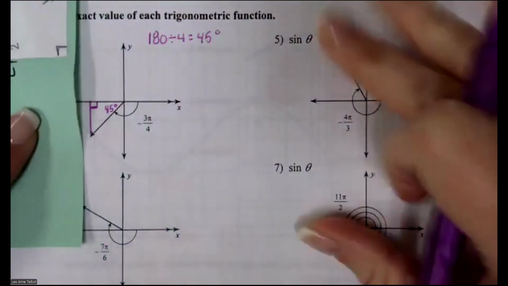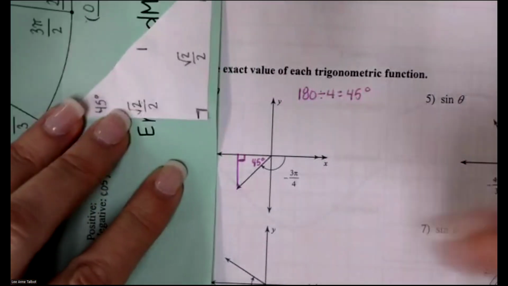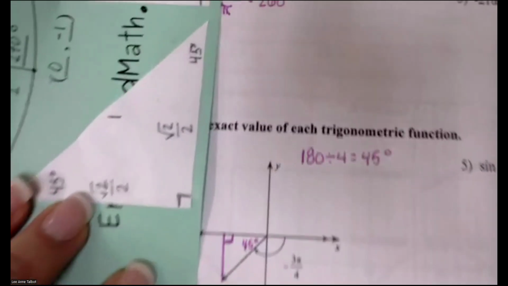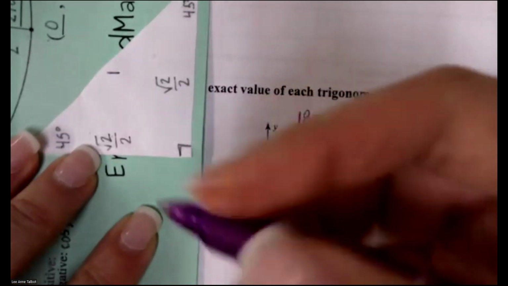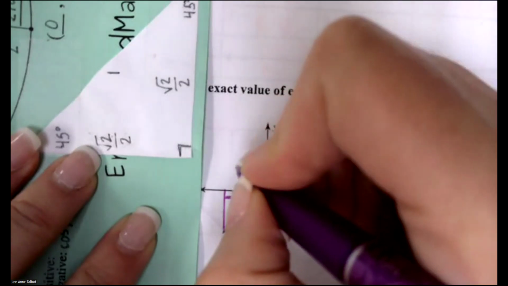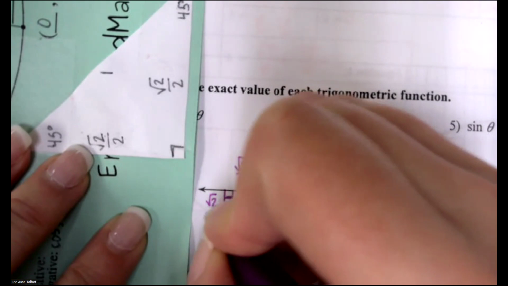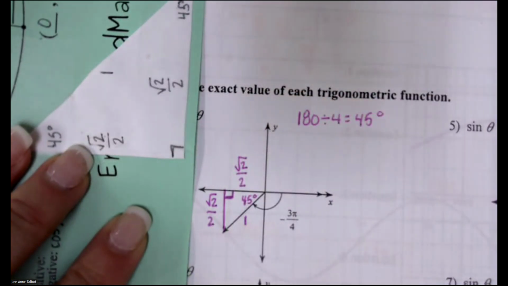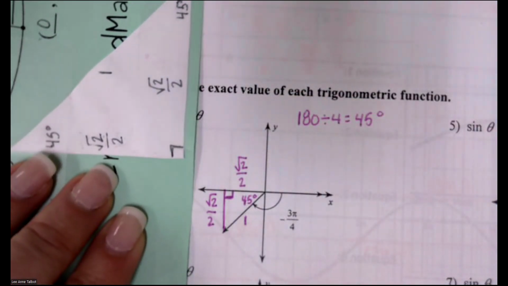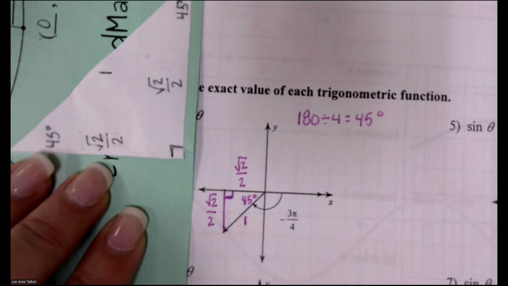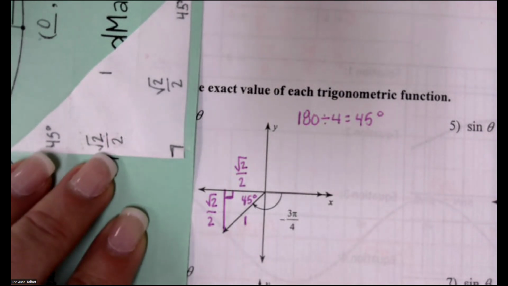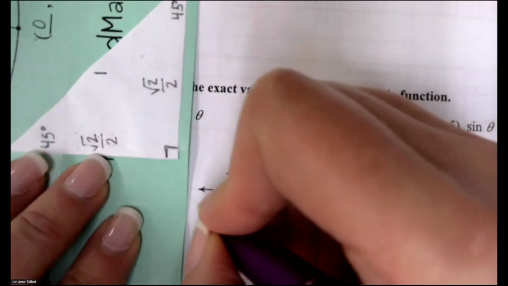is right here. The hypotenuse is 1, and the legs are both root 2 over 2. Okay, and what about the signs? We're in quadrant 3 here. Both negative.